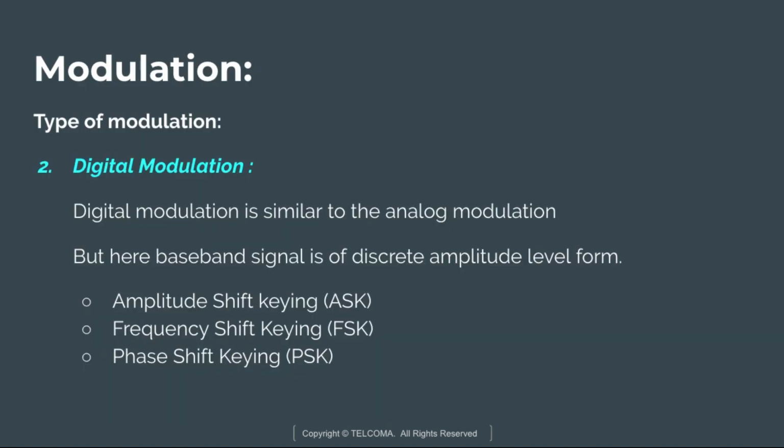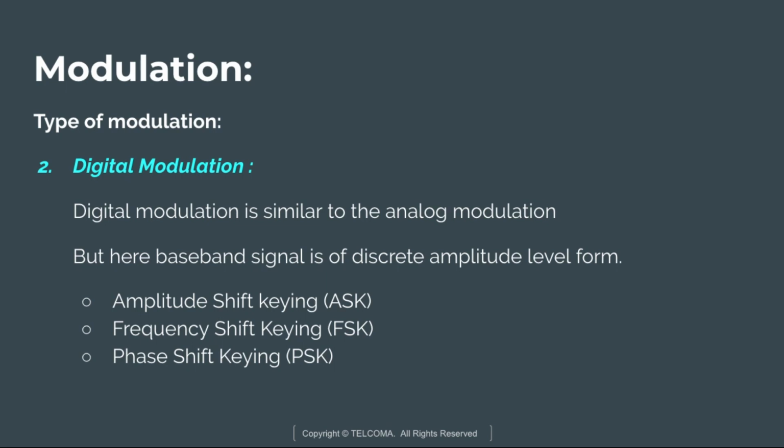Next is the type of modulation that is digital modulation. Here the digital modulation is similar to the analog modulation, but the baseband signal is of a discrete amplitude level form, that is, there is a representation of high level and low level, high level with the value 1 and low level with the value 0. So it is representing the binary signal 1 and 0.